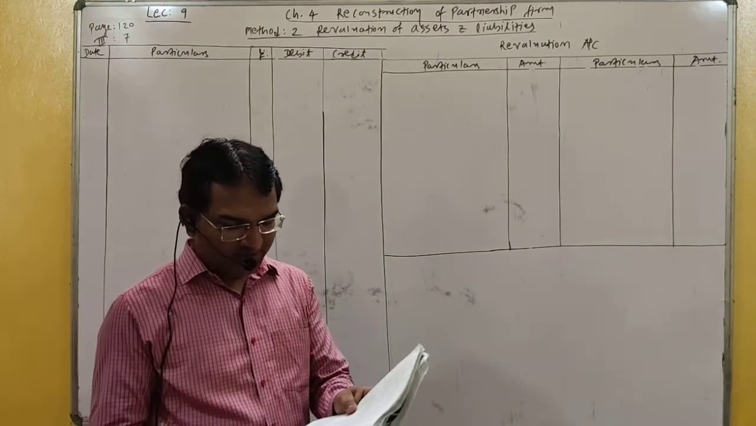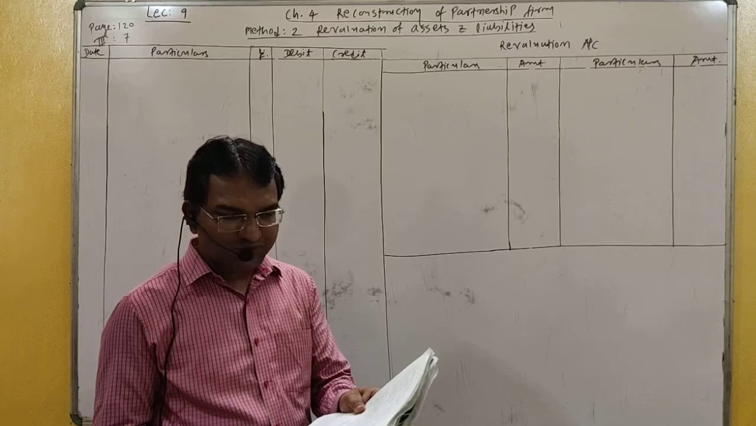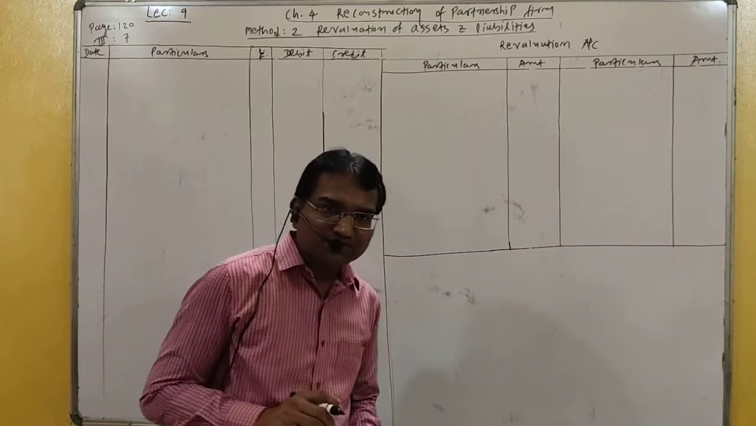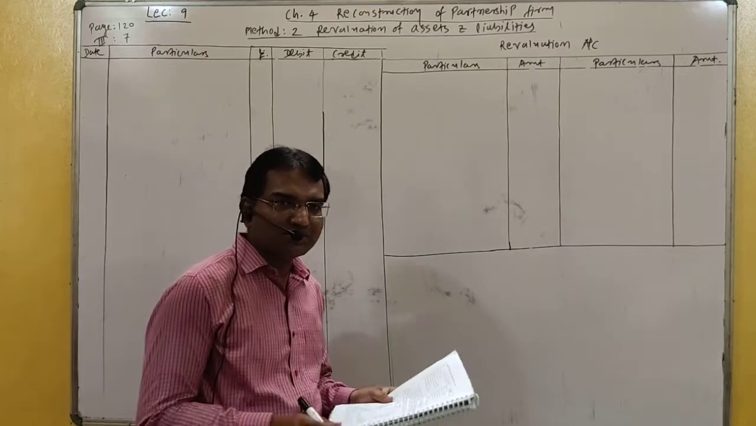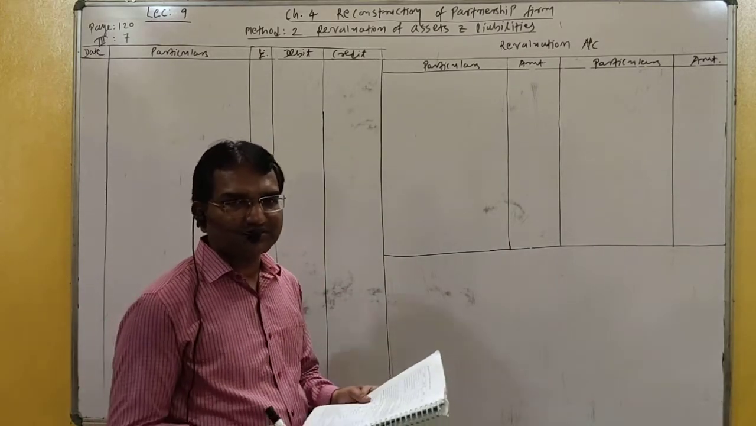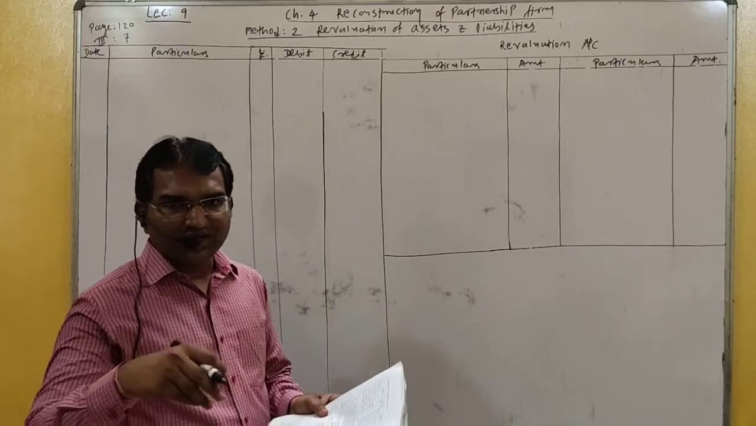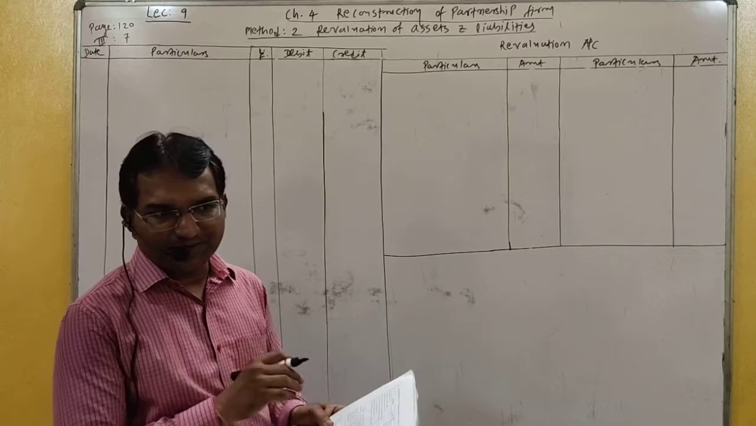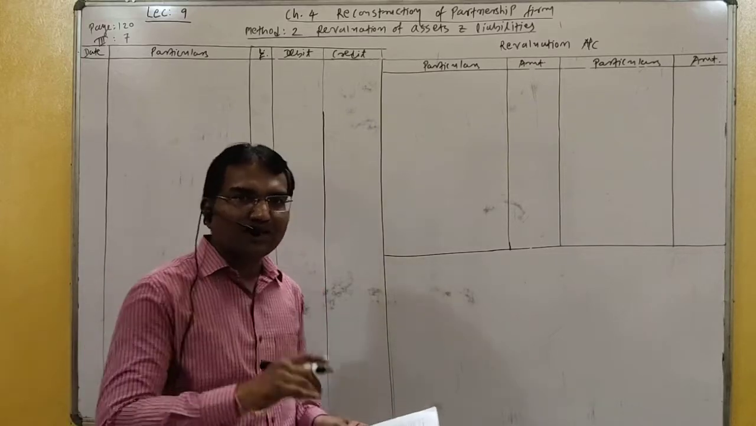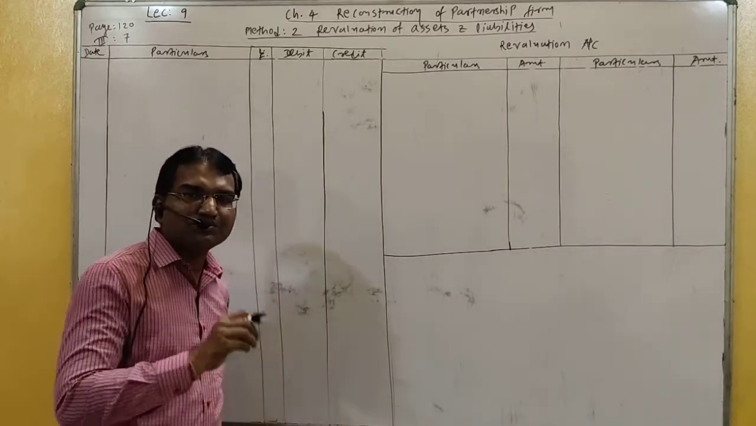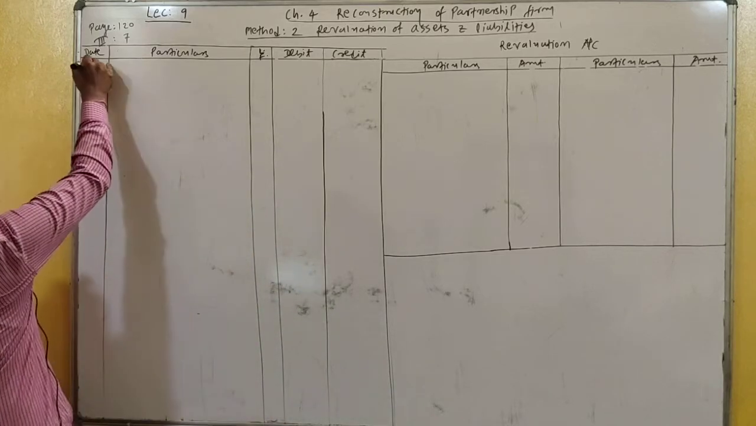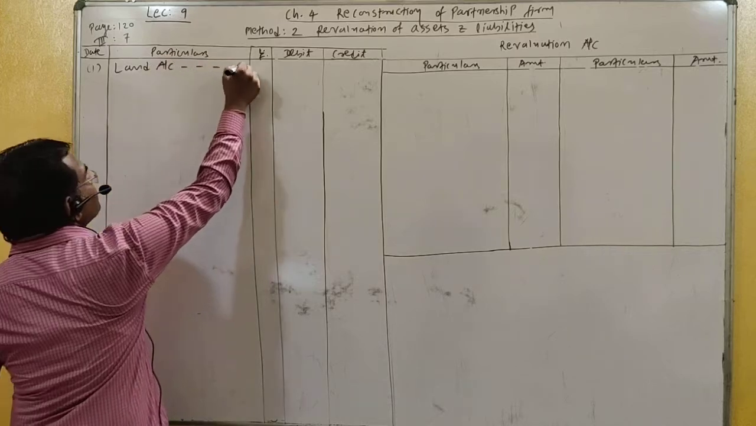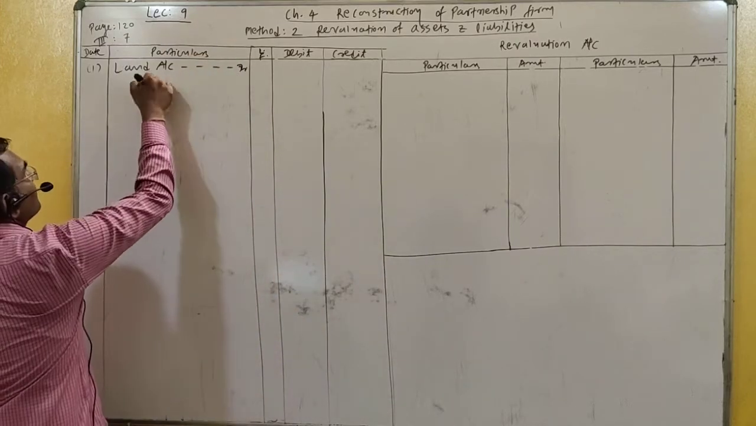Our first adjustment is the value of land is rupees 7 lakh. The book value of land is rupees 5 lakh and new value of land is 7 lakh. So here the value of asset increases, an increase in value of land. So what is the journal entry? Land account debit to revaluation account, right? So this is your first entry, land account debit to revaluation account.